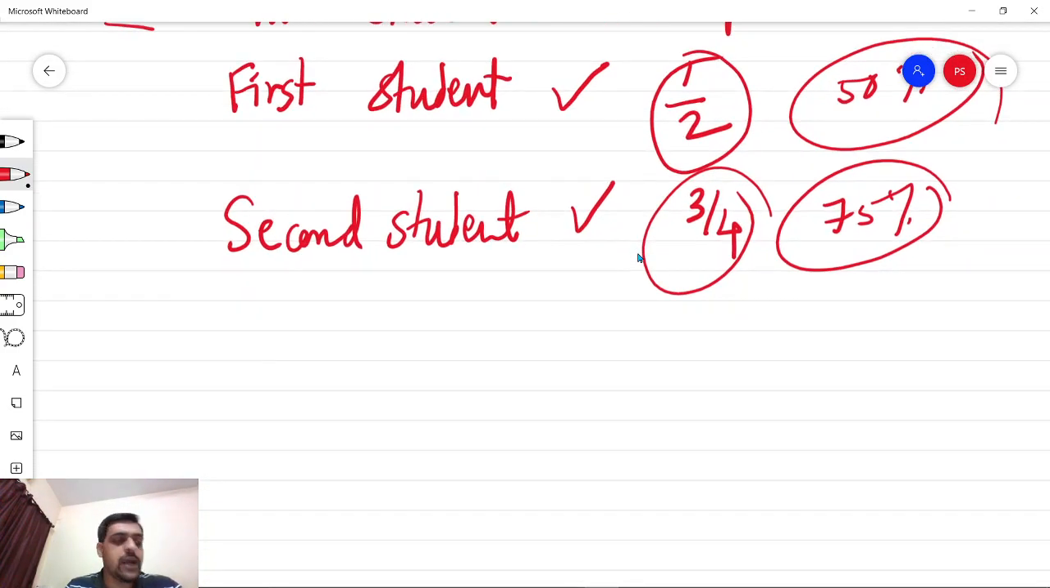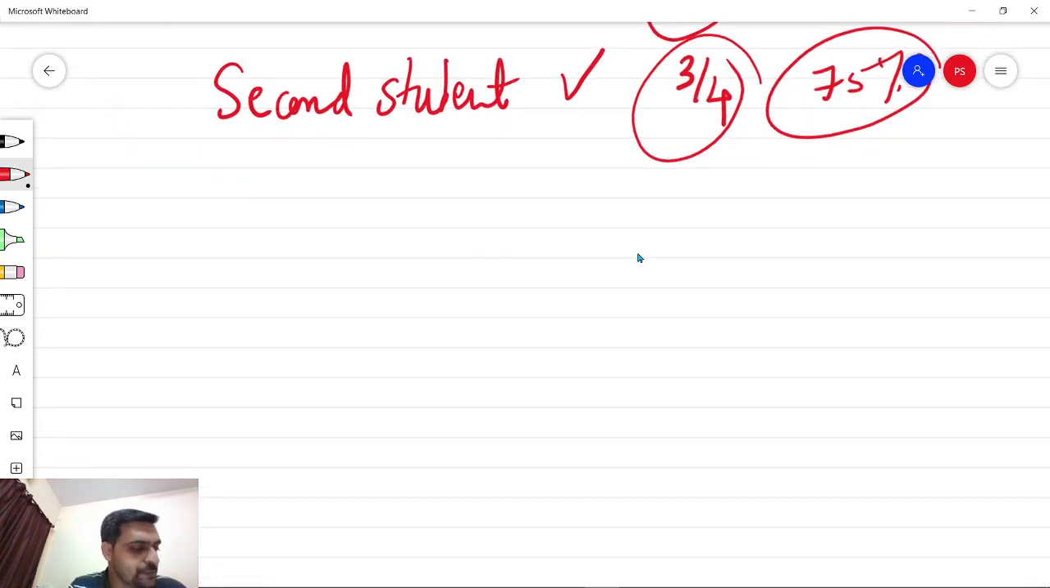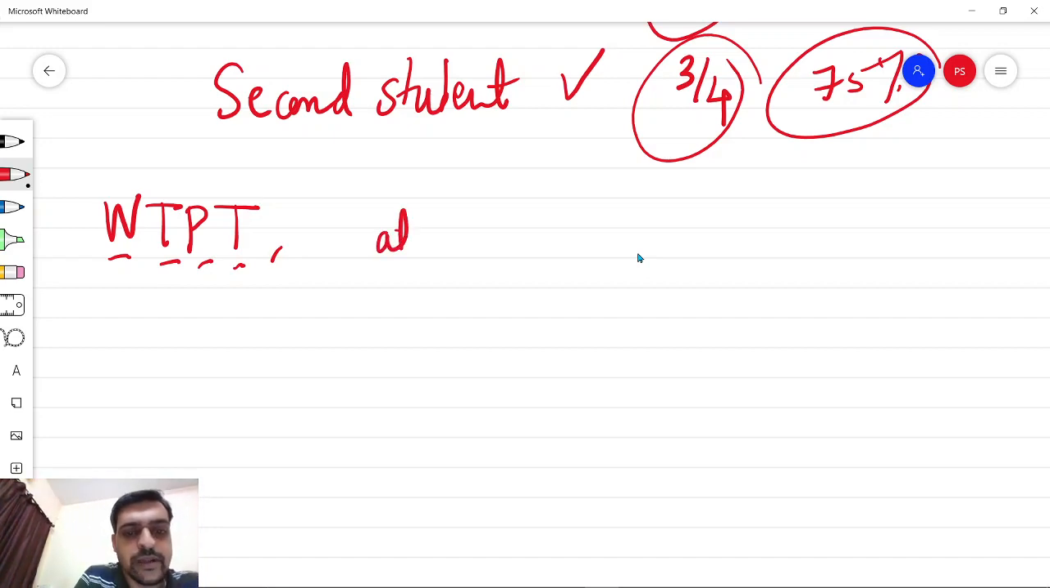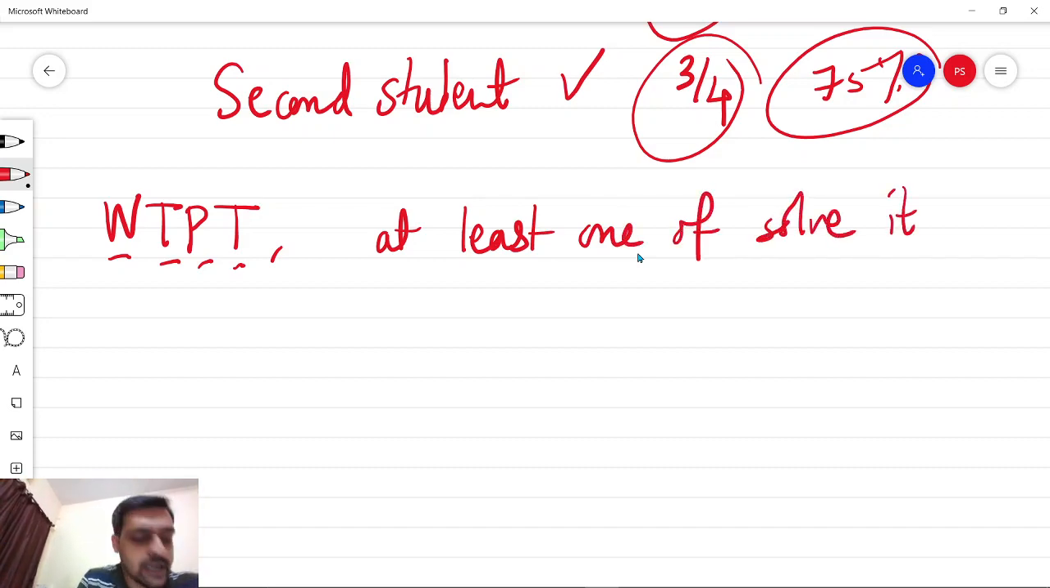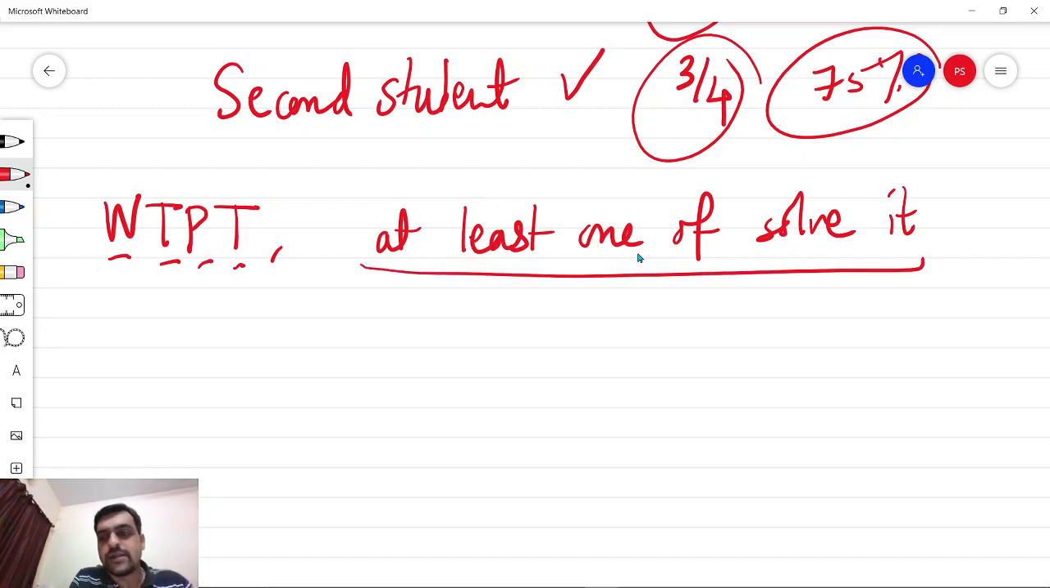Now a question can be asked in the following way. What is the probability that at least one of them solves it? At least one of them solves it. So we need to find out an answer to this question. What is the probability that at least one of them solves it?